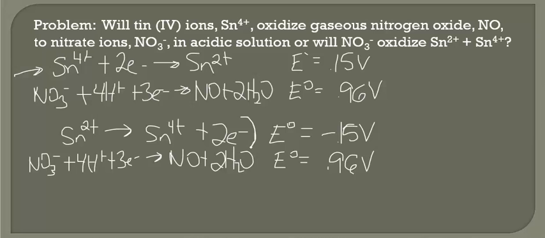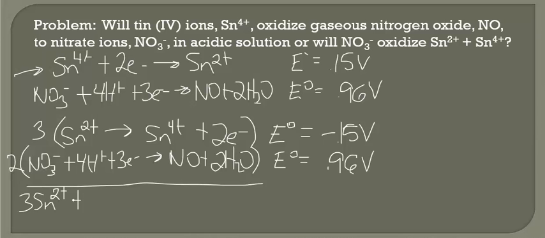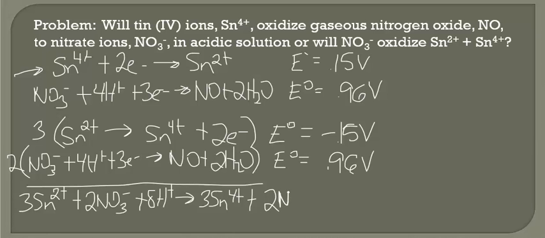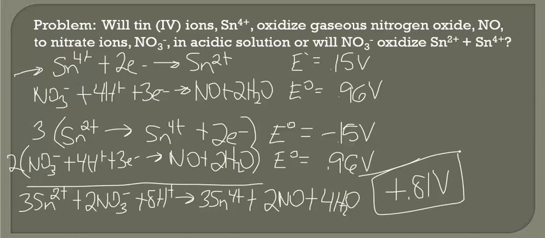However, in order to cancel out the electrons, we're going to have to multiply these equations by 3 and 2 respectively to get the overall equation. So the overall equation looks like this, but I'm not going to multiply the reduction potentials by 3 and 2. I'm simply going to add those reduction potentials together, so the overall standard cell potential is positive 0.81 volts. So it is spontaneous because the standard cell potential is positive, and in this case, nitrate ions oxidize the tin ions spontaneously.